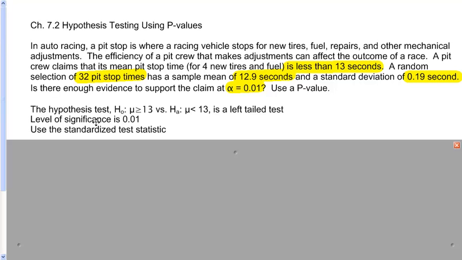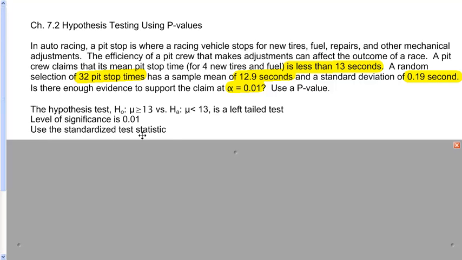Alright, here's our hypothesis. The null hypothesis is that mu is greater than or equal to 13, so the mean is greater than or equal to 13, versus the alternative hypothesis, which would be mu is less than 13. This is a left tail test because you can tell according to the sign. The level of significance is 0.01. That's what alpha is, and that's what you're going to use to determine, once you know the p-value, whether you're going to reject the null hypothesis or fail to reject it.